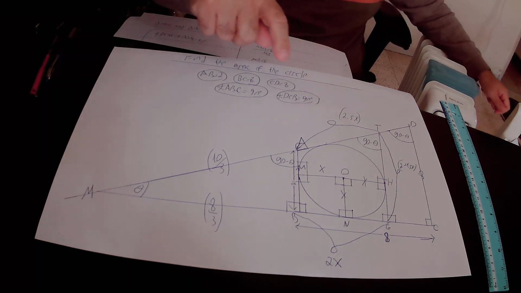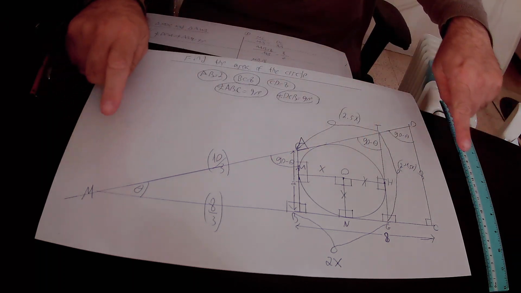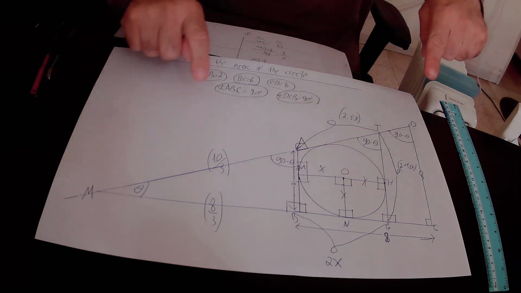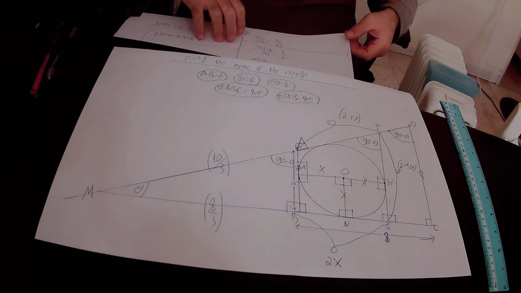And from the fact that those two right triangles are similar to each other, we derive that CM in the big triangle over MB in the small triangle is equal to DC in the big triangle over AB in the small triangle. I repeat again.